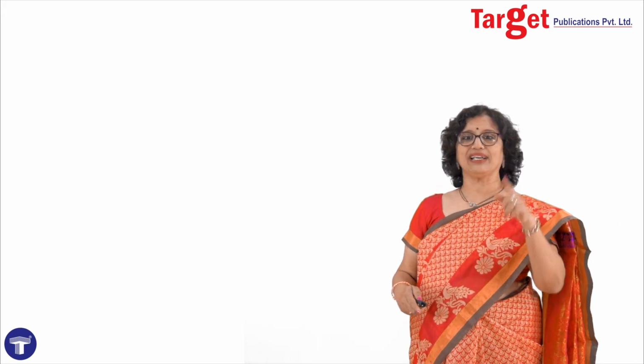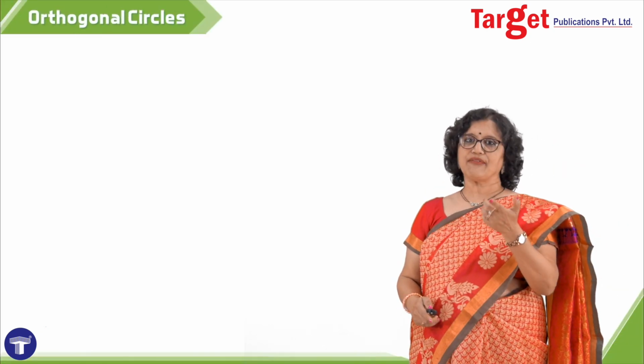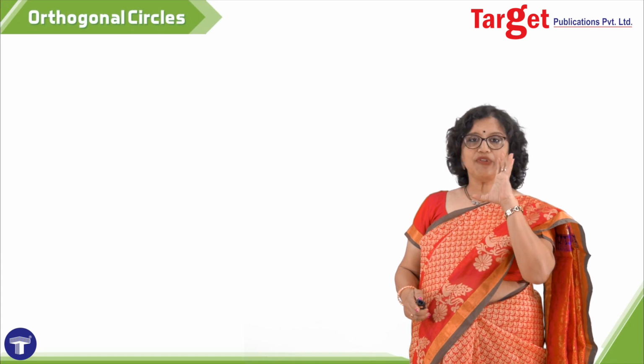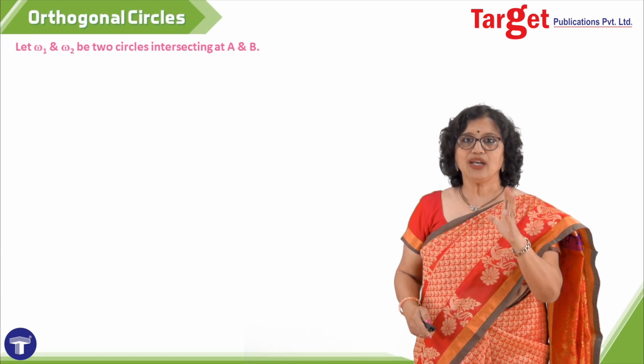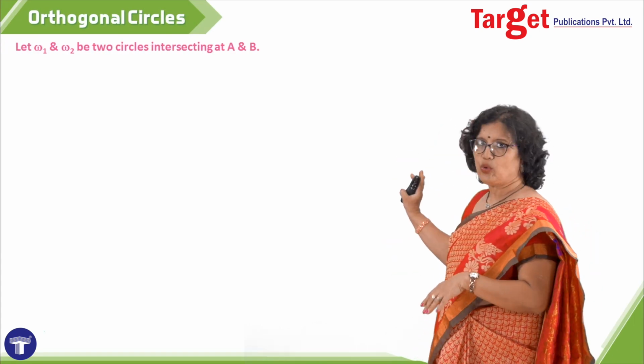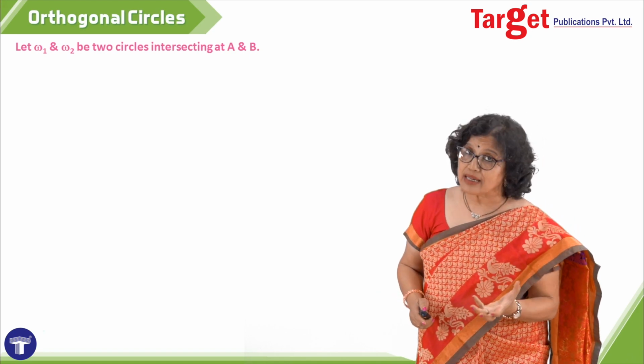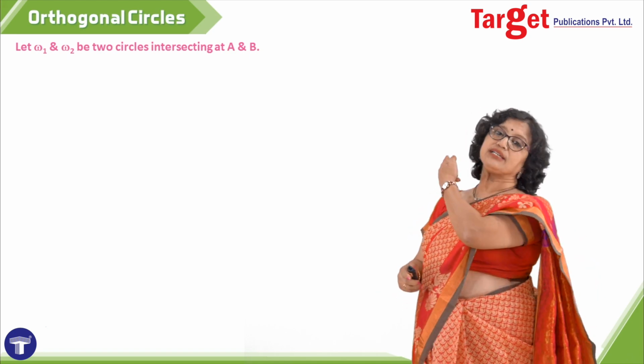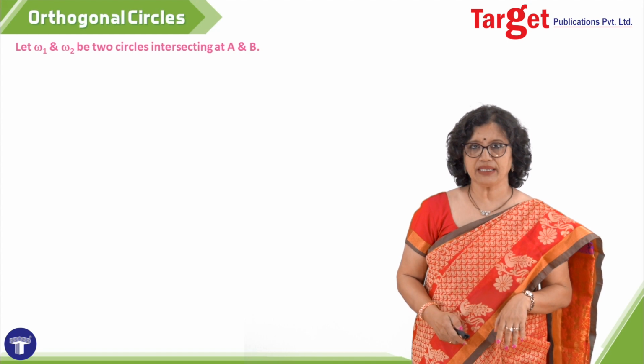Hello everyone. In this session, we will be doing orthogonal circles, which is something similar to perpendicularity in straight lines, right? So let us start with orthogonal circles. Now we will have to define first. Say two circles, omega 1 and omega 2, are there, which are intersecting ones, and points of intersection I am naming as say A and B, correct?